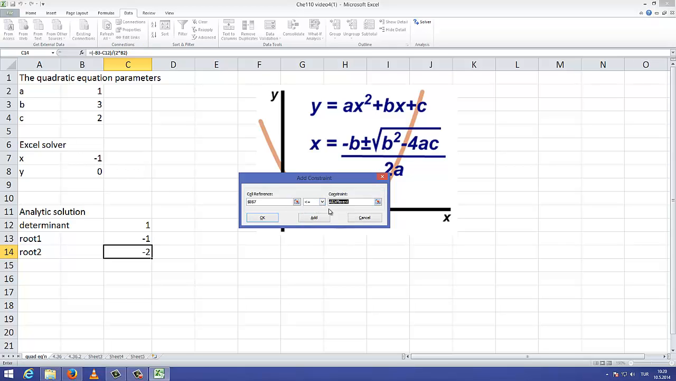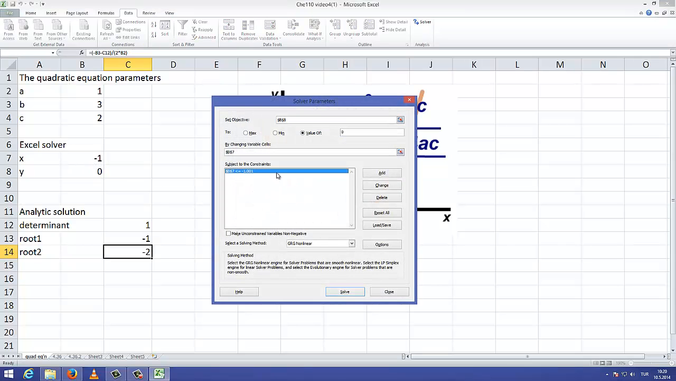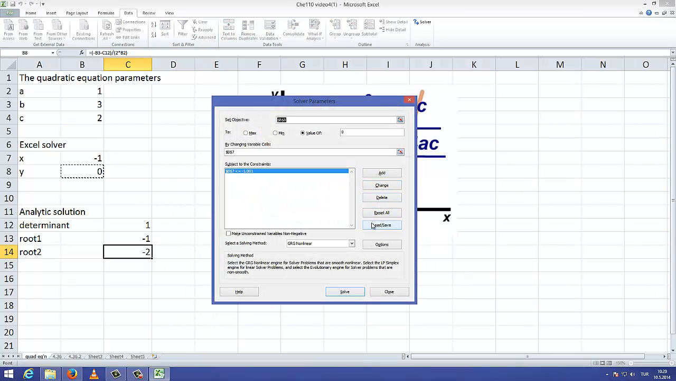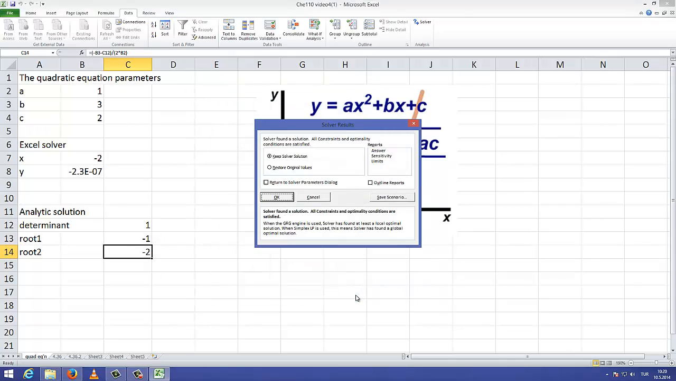Let's see. Since I want to see the root -2, I'm going to set my constraint so that the reference cell here is smaller than or equal to -1.001. Let's add this. As you see, it's listed here. You can change it, delete it, reset. Let's solve this. Okay, great.